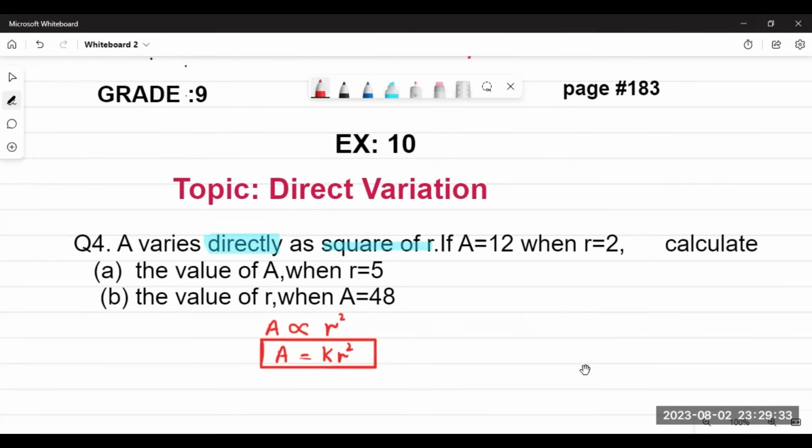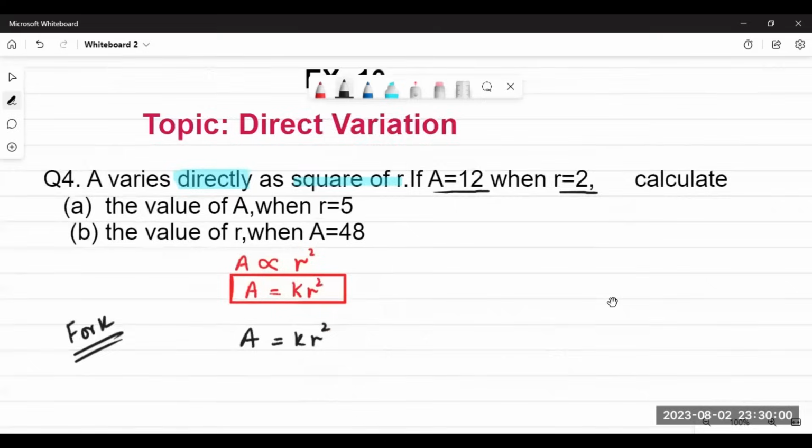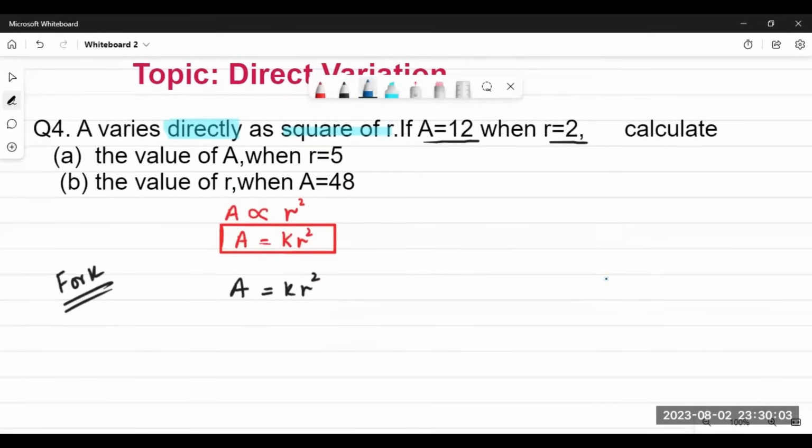So now, the first step is to solve this equation for the value of K, which is the constant in the equation. How do we do that? We will use the values before the word calculate, which are A is equal to 12 and R is equal to 2. Write the same equation, A is equal to K times R squared, and substitute those given values. I substitute A is equal to 12, K we want to find out, and R is given as 2, squared.